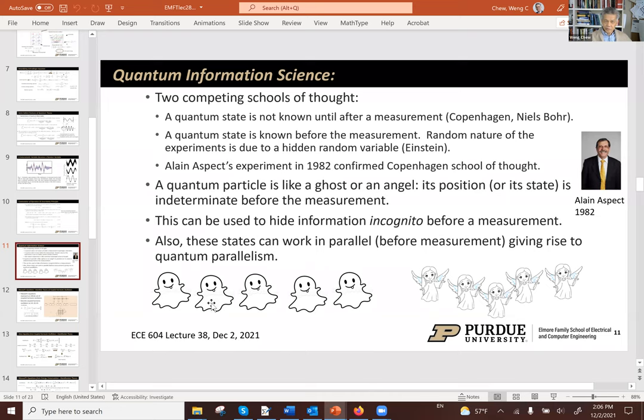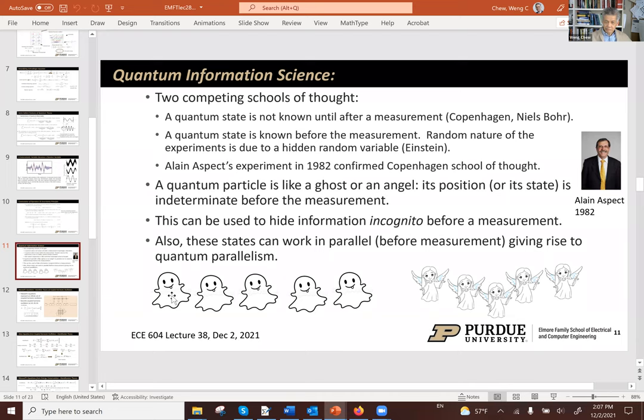So this is wonderful, in a sense, philosophically. It says that our karma is not written on our forehead when we were born. So there's one thing. Another thing is that you can hide information in a quantum system. Like if this is a quantum system, I can hide information as to where the ghost is or where the angel is before the measurement. So information can be hidden incognito before a measurement.